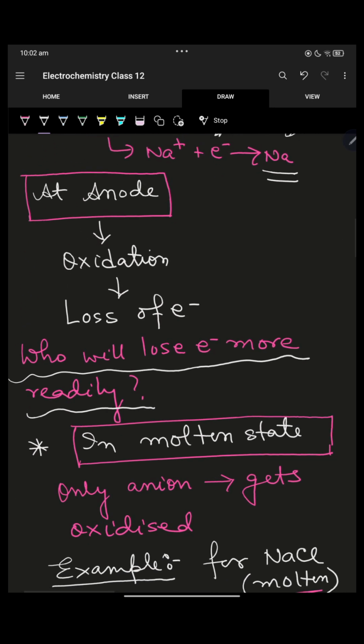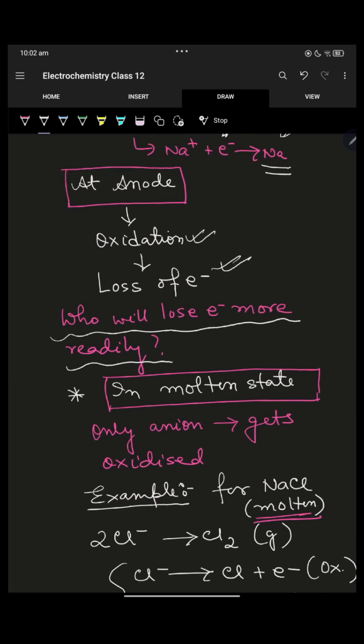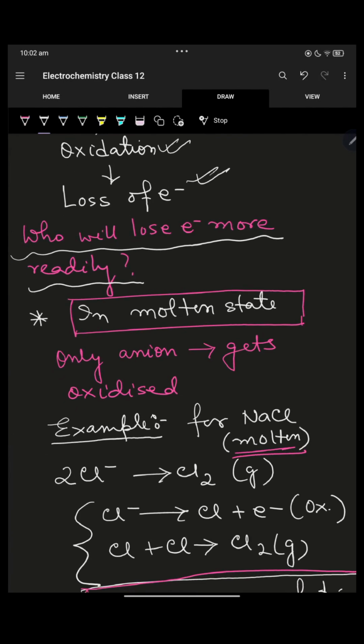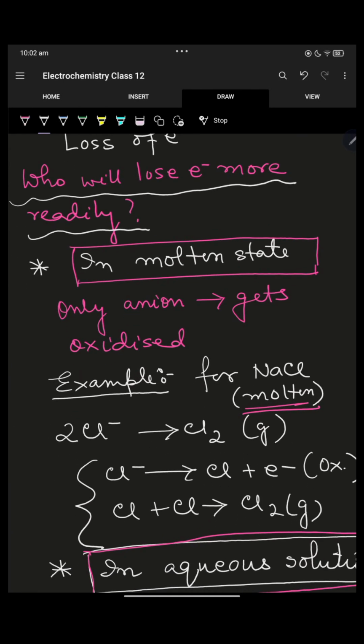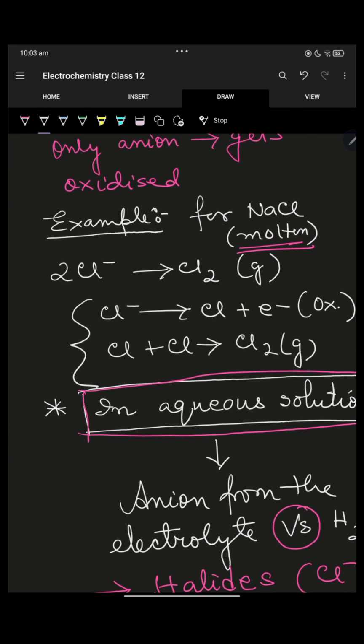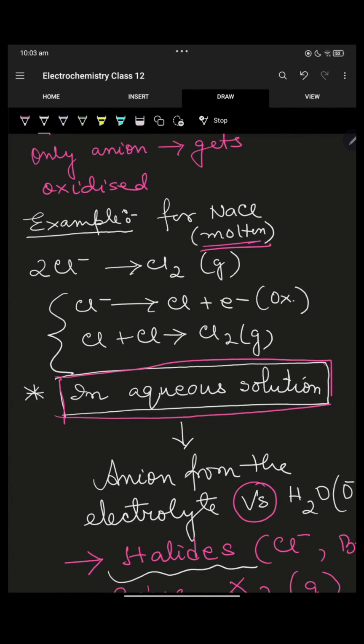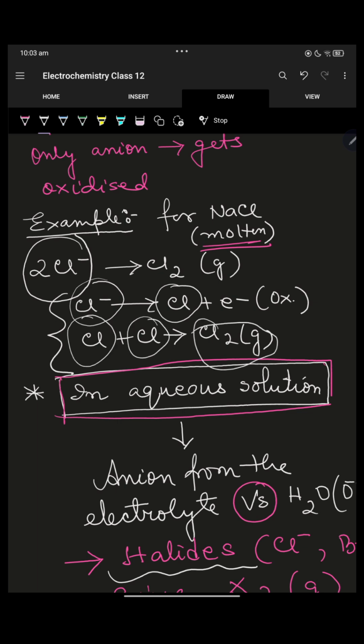Now what happens at the anode? Oxidation takes place, loss of electrons takes place at the anode. Now who will lose electrons more readily? That is the competition. But if it is in the molten state, remember, only the anion gets oxidized. For example, with molten NaCl, Cl- is the anion. It loses an electron to form Cl, and two such Cl atoms form Cl2 gas. So for molten NaCl, chlorine gas is obtained at the anode.